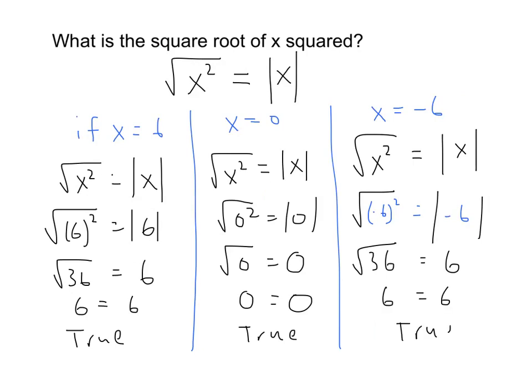That's true. So this is what you need to know: the square root of x squared is not equal to x. The square root of x squared is equal to the absolute value of x. This statement will always be true, so make sure you know this.